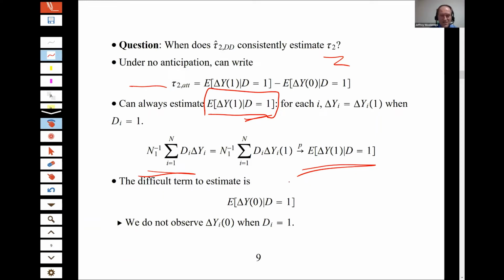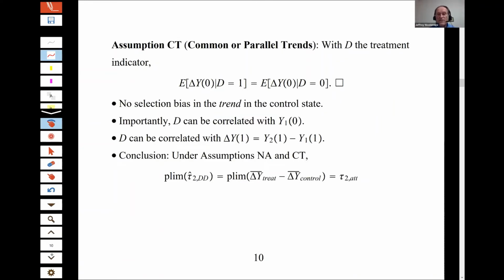basic statistics, right? But the difficult term is this one, because we have to figure out what the average change would have been in the control state for those units that were subjected to the intervention. And this is where the so-called common or parallel trends assumption comes into play.